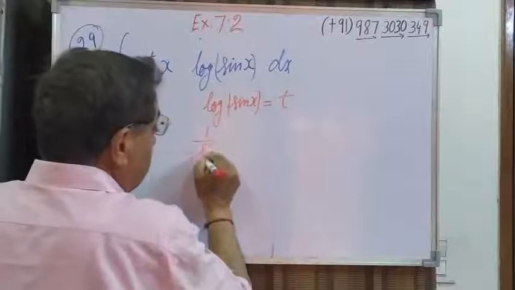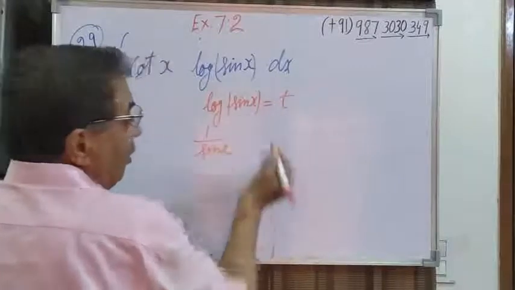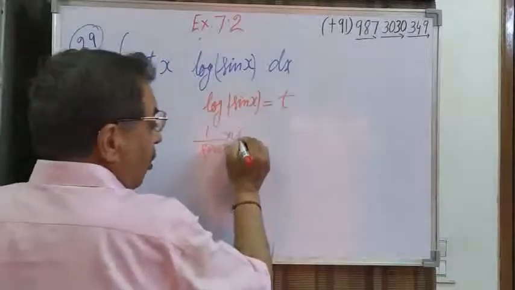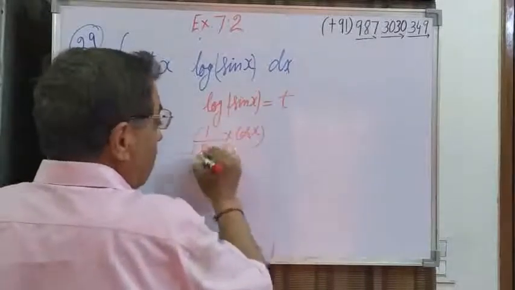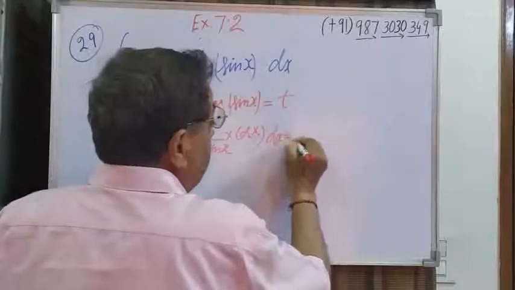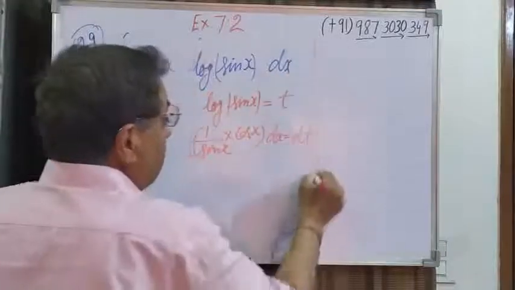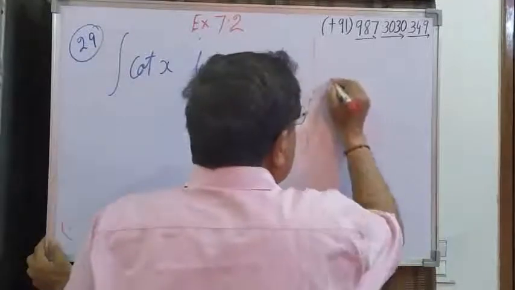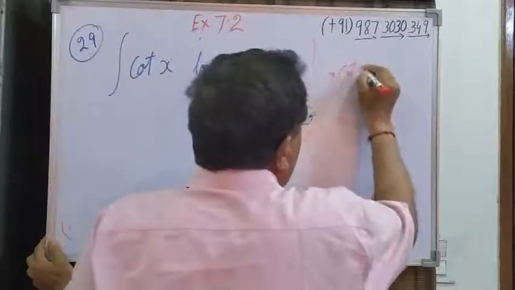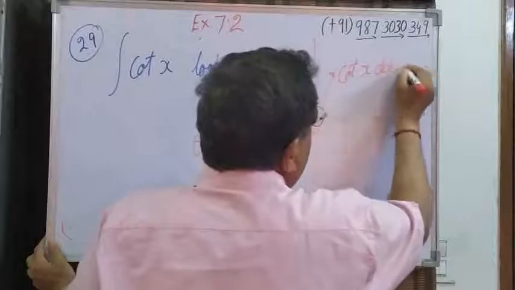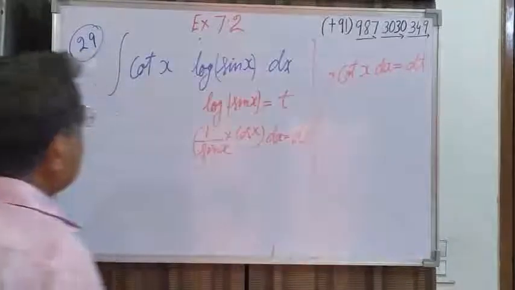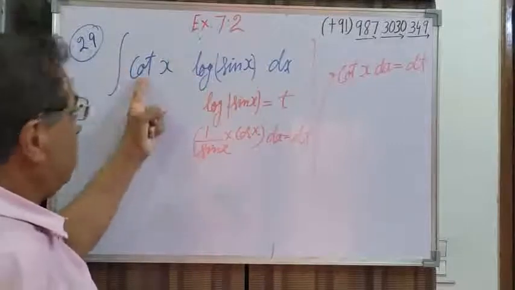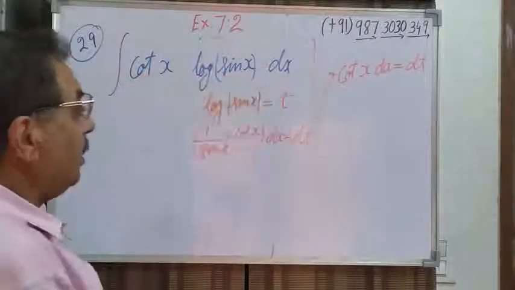1 upon sine x, and by the chain rule, the derivative of sine x comes to be cos x, and dx is equal to dt. Further, cos x by sine x gives cot x. So cot x dx is equal to dt. Ultimately, what we observe is that this is a function, this is its derivative, and along with dx it becomes dt.